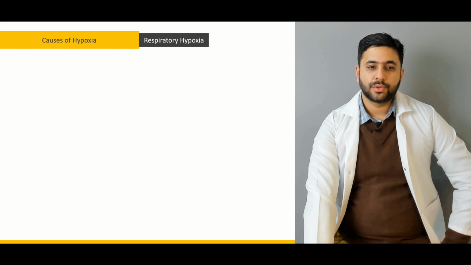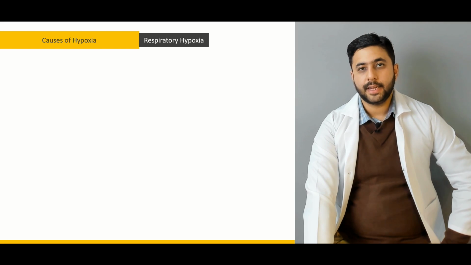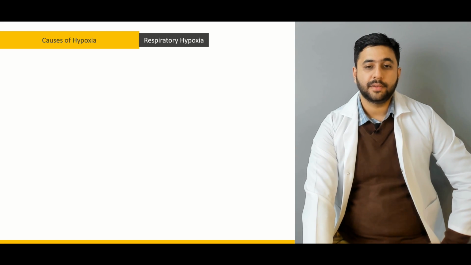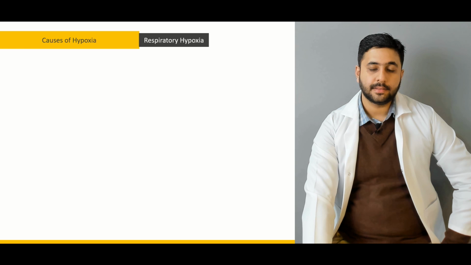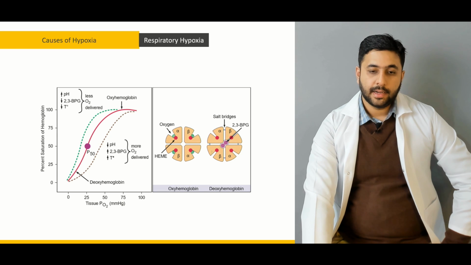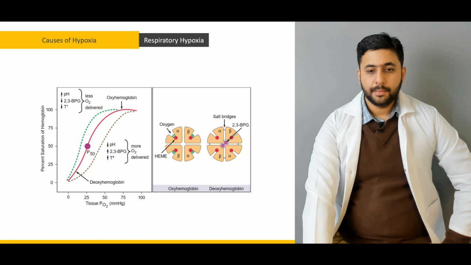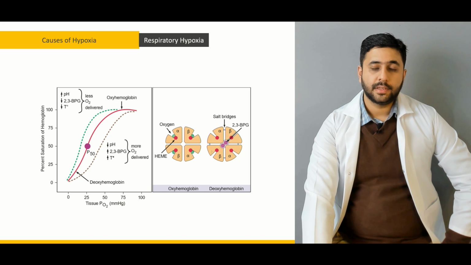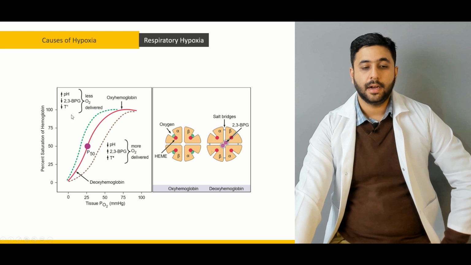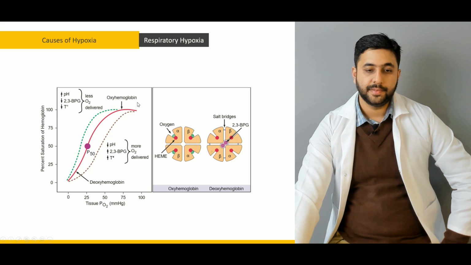Now let's go through a few causes of the hypoxia. The hypoxia can either be of a respiratory type, which is the primary reason, or extrapulmonary hypoxia. We are going to classify them as pulmonary or extrapulmonary hypoxia generally. The respiratory causes of hypoxia are, basically, you are able to understand them with the help of first understanding this graph. This is the hemoglobin oxygen dissociation curve.